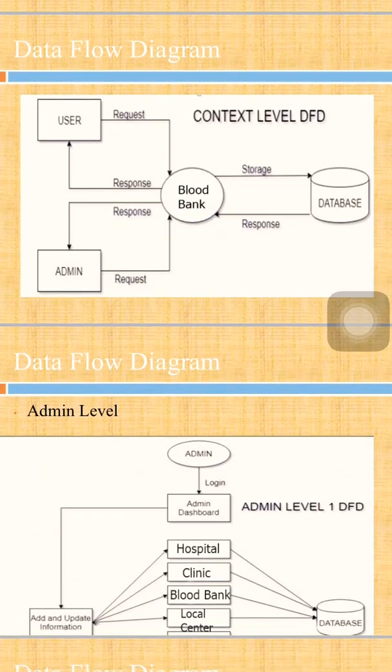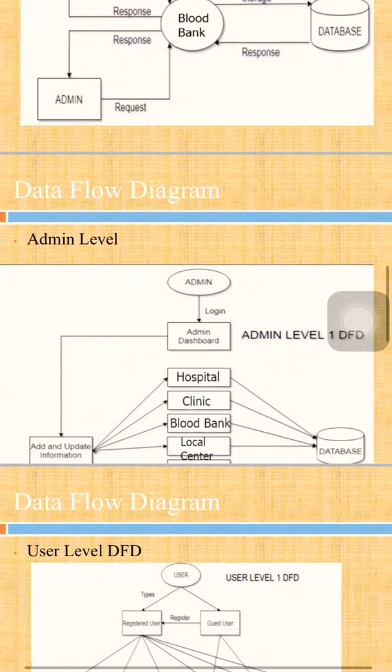Now the DFDs, the data flow diagrams. The context level DFD is: the user makes a request to the blood bank, then the blood bank checks the storage from the database. Then the database responds to the request to the blood bank and it responds to the user, and then the admin request follows the same procedure. This is the first context level DFD.